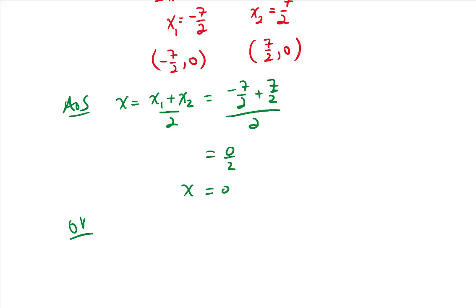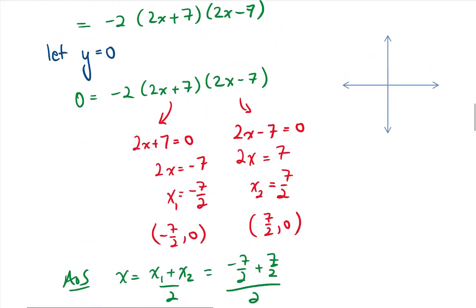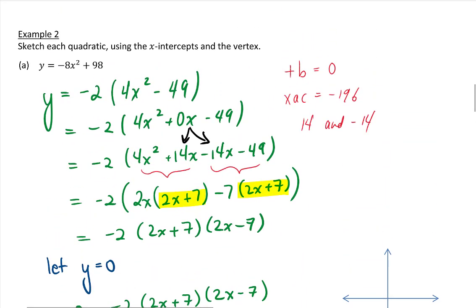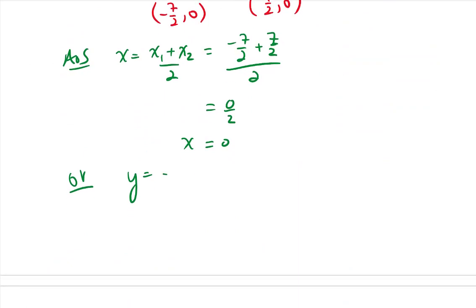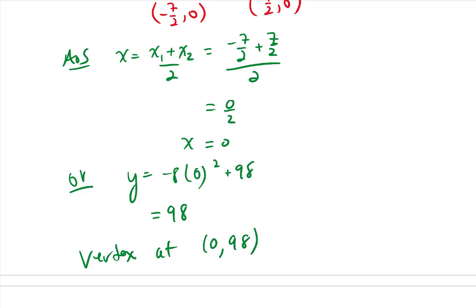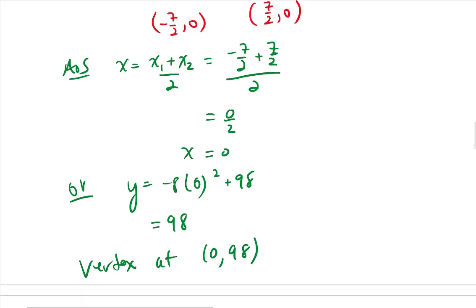We can find our optimal value by subbing x equals 0 into our original equation. So we get y equals, and going back up, we have negative 8x squared plus 98. So negative 8, 0 squared plus 98. Negative 8 times 0 squared is 0, so we end up with a y value of 98. And therefore, we have a vertex at 0 and 98. So we have three important points, our two x-intercepts and our vertex, which is also a y-intercept in this example.